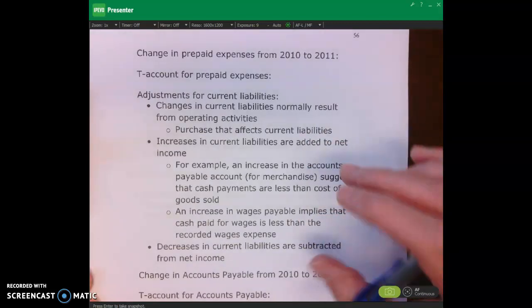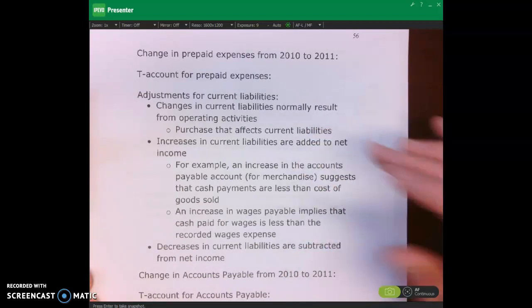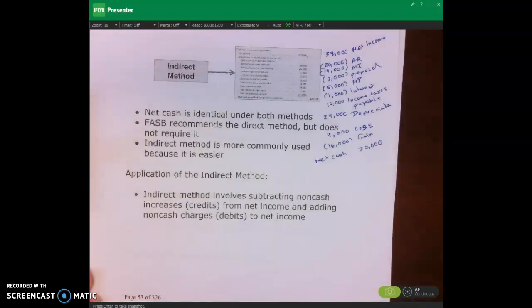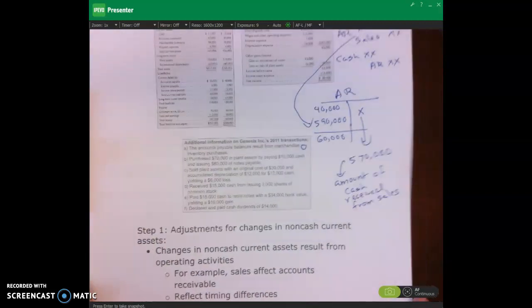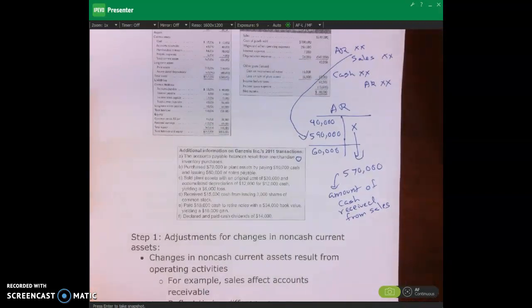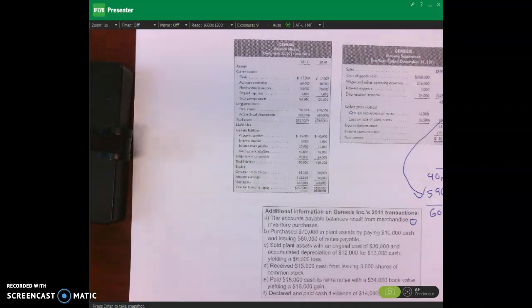Let's talk about why this rule works for current liabilities. First of all, we have to remember what current liabilities are. Current liabilities are those liabilities that we expect to pay within one year or the operating cycle, whichever is longer. So let's look at why an increase in the balance of current liabilities is added and a decrease is subtracted. Let's look at interest payable.